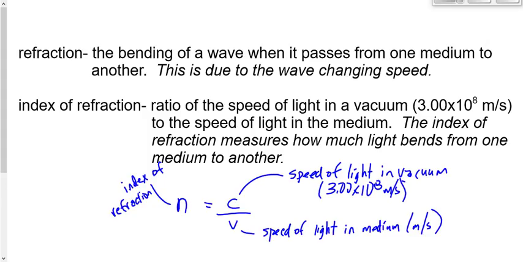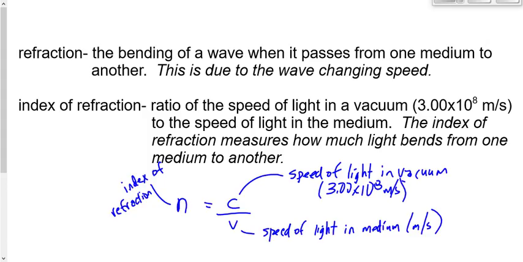That means that the index of refraction will always be 1 or bigger than 1. The smallest index of refraction that we can have is 1.00. And the index of refraction for a vacuum or for air is 1.00. That tells us that when light goes from a vacuum to a vacuum, it doesn't bend.